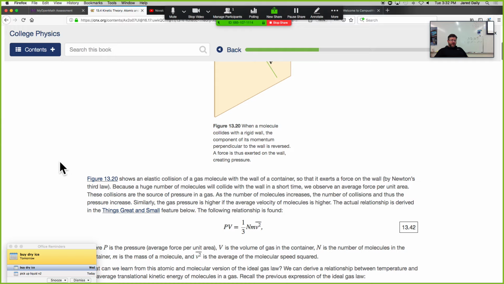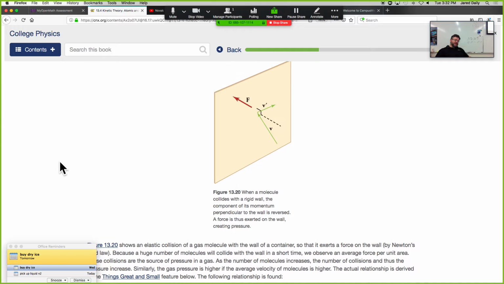We talk about pressure, and we talk about the ideal gas law, and we talk about temperature being something that makes things move faster. But where did that theory come from?